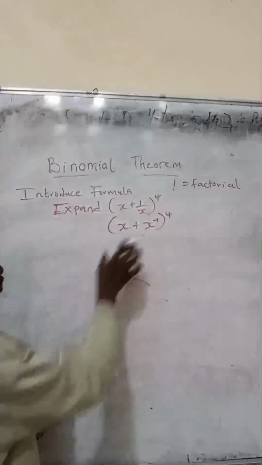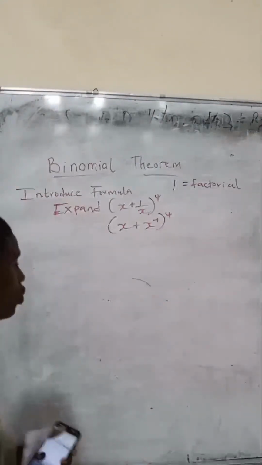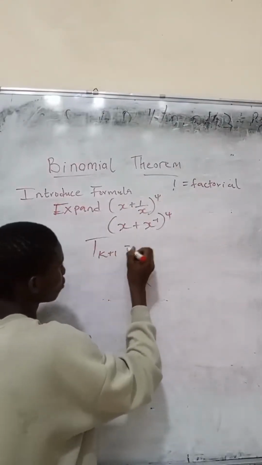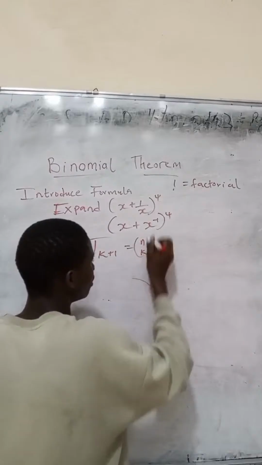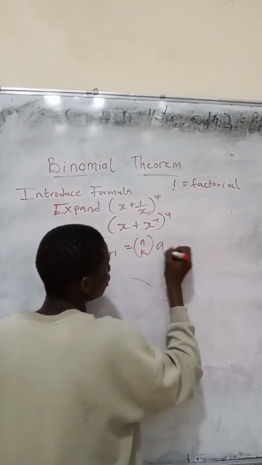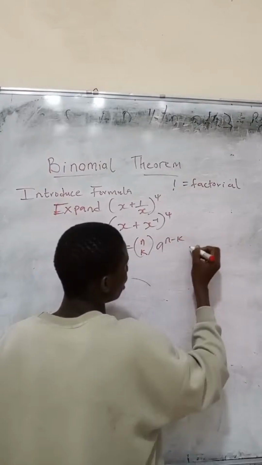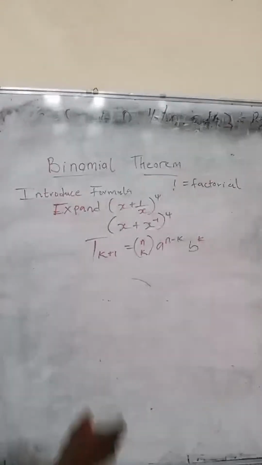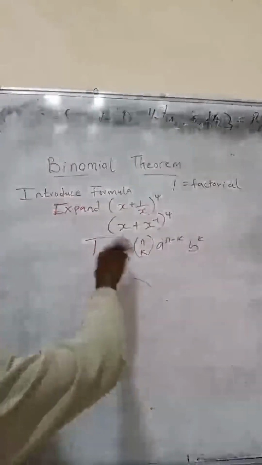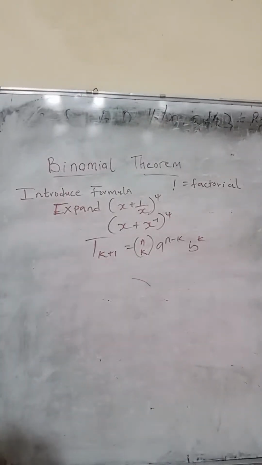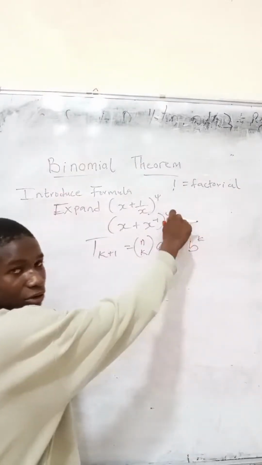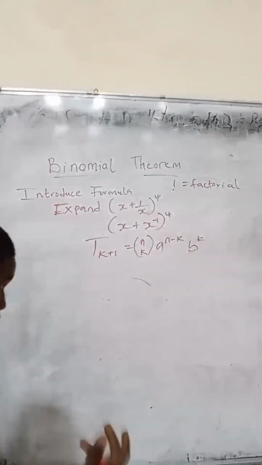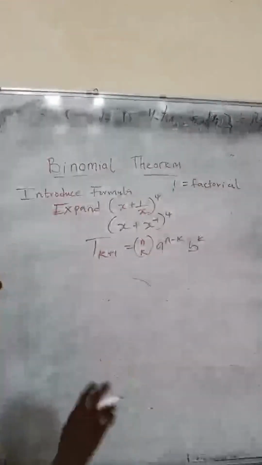So let's take this question really quickly. This is the last question for today. So we have our formula, T k plus 1 equals n choose k, and we have a to the power of n minus k, and we have b to the power of k. So now this is our formula, and we are asked to expand this. If you remember the way we solved the first question, for each term we let the value of k be equal to 0. But for those of you that didn't watch from the beginning, let me explain that again here.